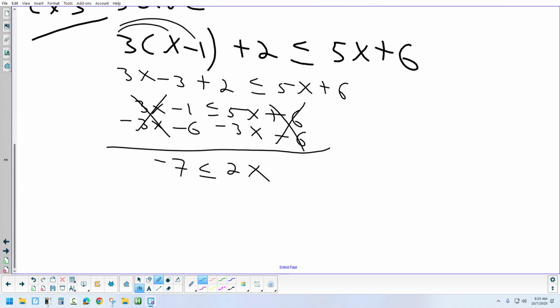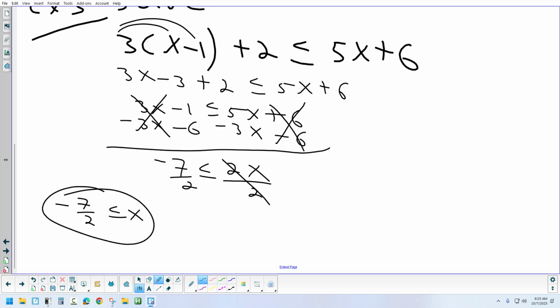Okay, and my last step? Yep. Divide by 2. And now if they don't care where you leave the letter in the final answer, you could leave it like this. That's okay. Or if you wanted the variable on the left side, there's your x. And what direction should the symbol be pointing? Towards the negative 7 over 2.